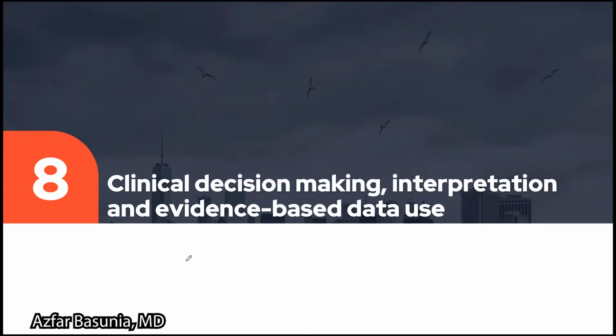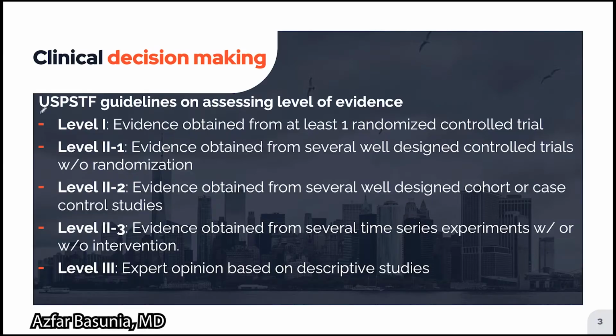Welcome to our 8th module on USMLE Biostatistics, where we will discuss clinical decision-making, interpretation, and evidence-based data use. When it comes to evidence-based clinical decision-making, the United States Preventive Services Task Force, or USPSTF, have several levels for assessing the strength of evidence based on medical literature. The higher the level, the stronger the evidence.